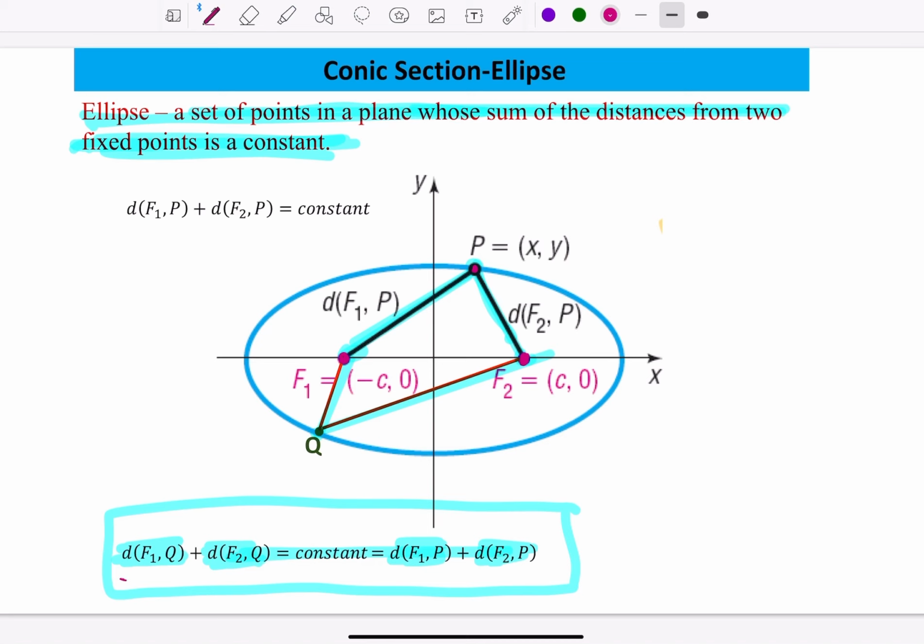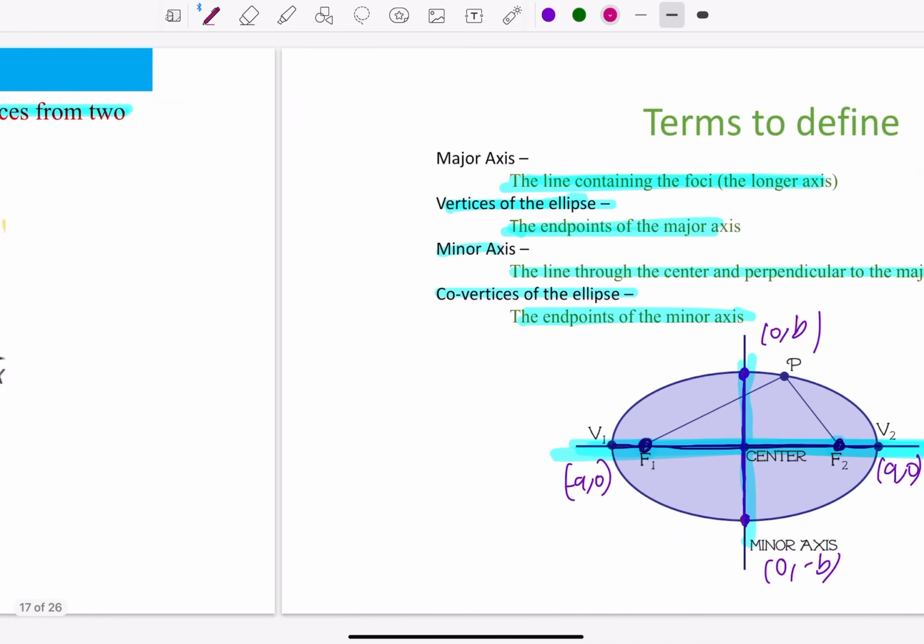So the distance between F1Q plus the distance between F2Q is going to be equal to the distance between F1P plus the distance between F2P. And that's true for any points P and Q on the ellipse. So that sum is going to be a constant.